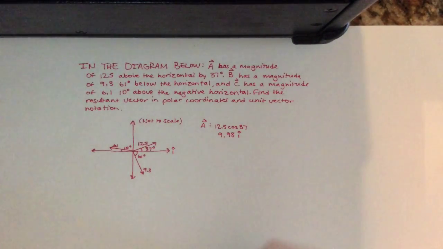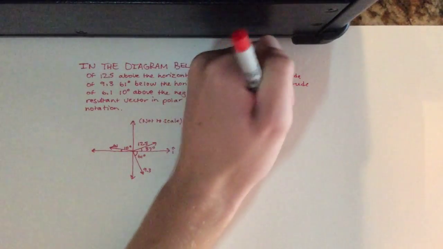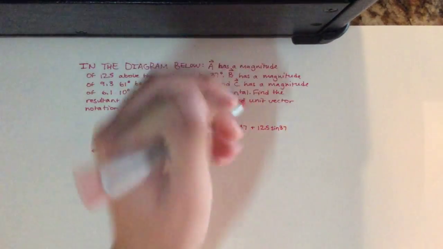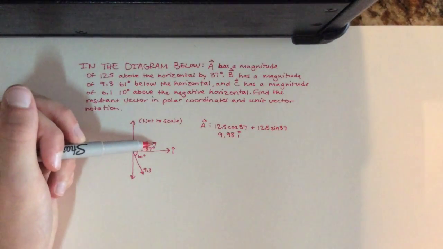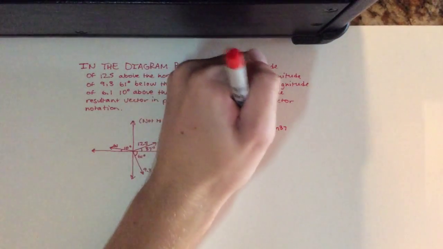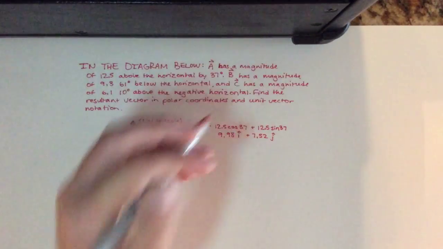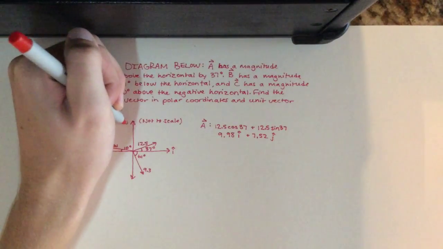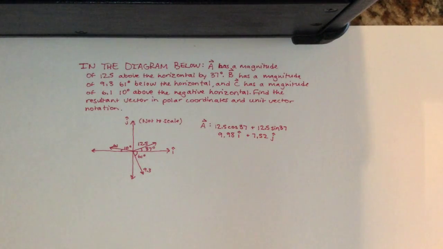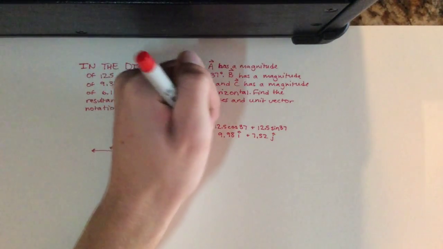And for the y component, to find that, we do 12.5 sine 37, and sine is, if you remember, opposite over hypotenuse, and if you do that calculation, you get 7.52 j hat, and j hat is the y axis. So for A we have 9.98 i hat plus 7.52 j hat. You can just set that aside for now, and we do vector B.